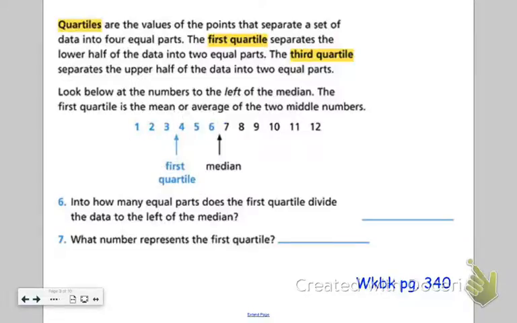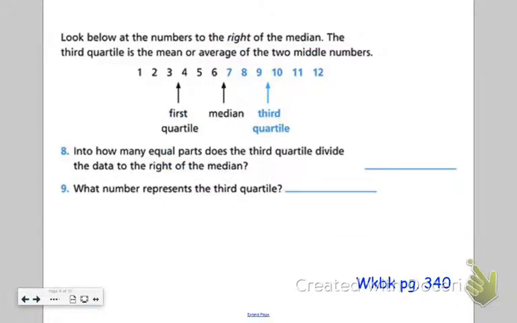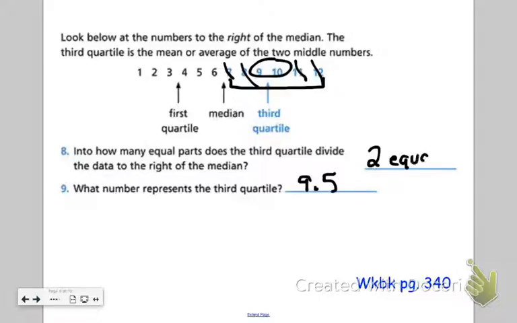Let's take a look at the upper quartile now. Now we're going to look at the numbers to the right of the median. The numbers to the right of the median were 7 through 12. That's our upper half. And the two numbers in the middle, if we work our way into the middle, are 9 and 10. That means the third quartile is 9.5, the number in between 9 and 10. And that third quartile, that upper quartile, divided the upper half into two equal parts.